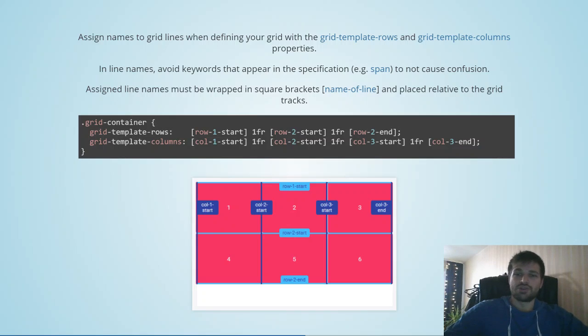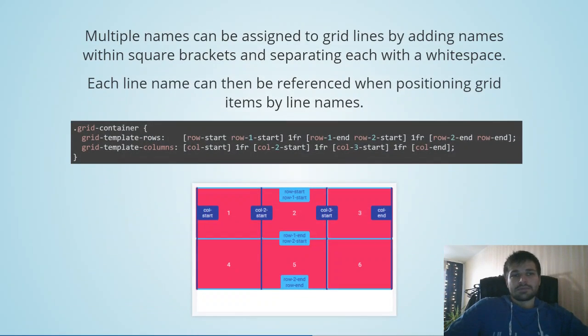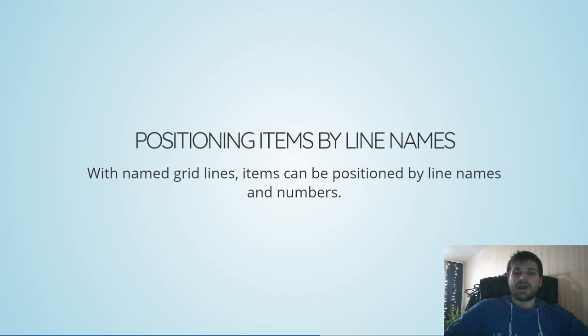The line name should be surrounded by square brackets and relative to where they would be positioned based on where you are defining these columns and rows. You can name them whatever you want, but it is good practice to use the hyphen start and hyphen end and append it at the end, because there are some additional implicit benefits. Multiple names can be assigned to grid lines by adding names within square brackets and separating each with white space. Position items by line names.